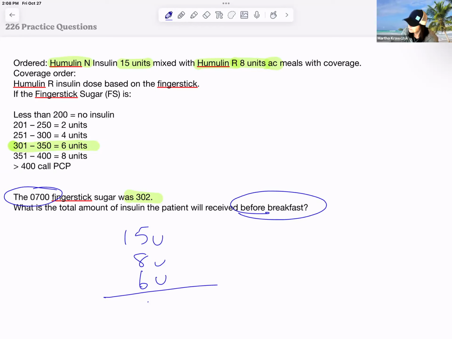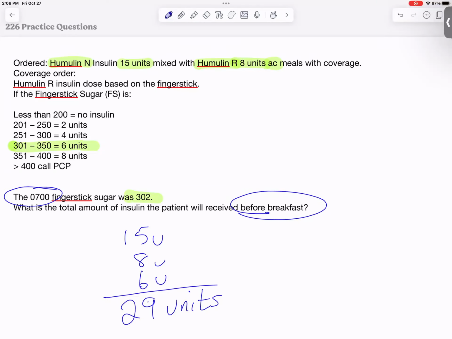Brianna? Jackie, Aaron, what's the answer? 29. 29 units. And make sure you spell it out. 29 units. And that's exactly what it asked you. So you all took the 226 exam, right? That's what you're going to take? Yes. All right. So that's one type of question you may come across.